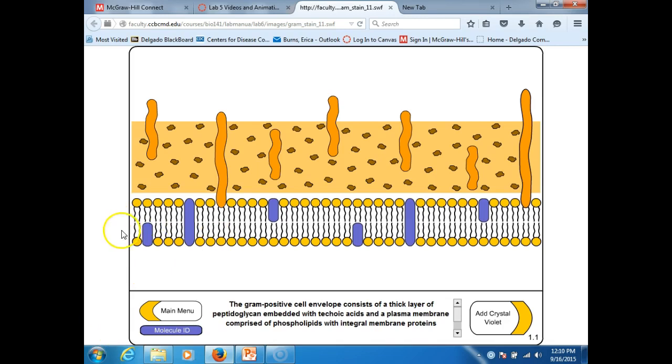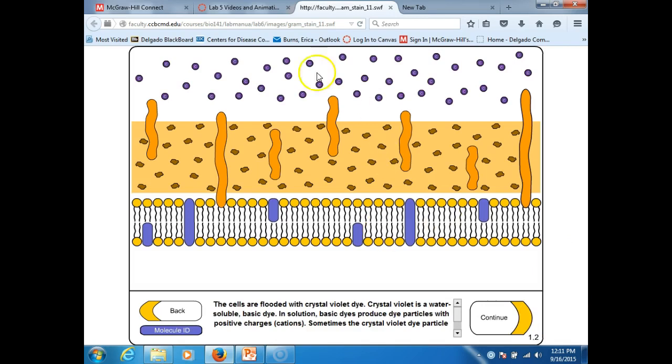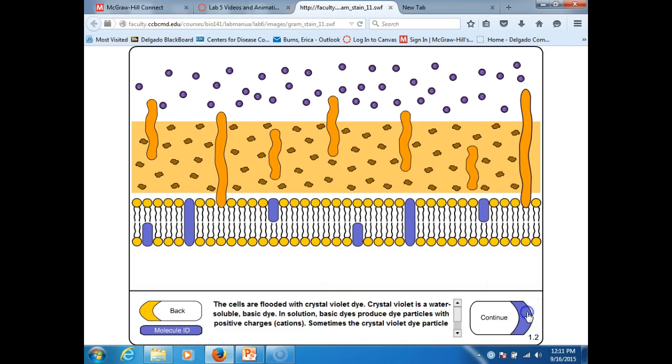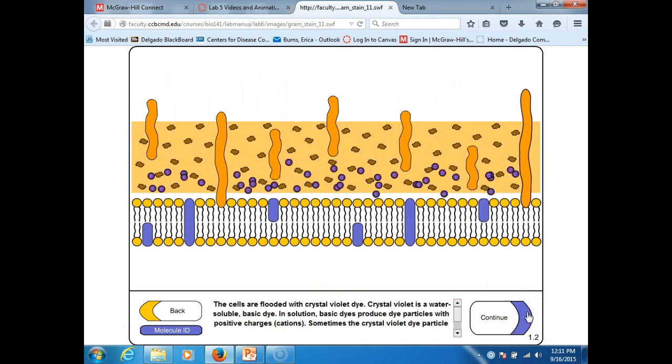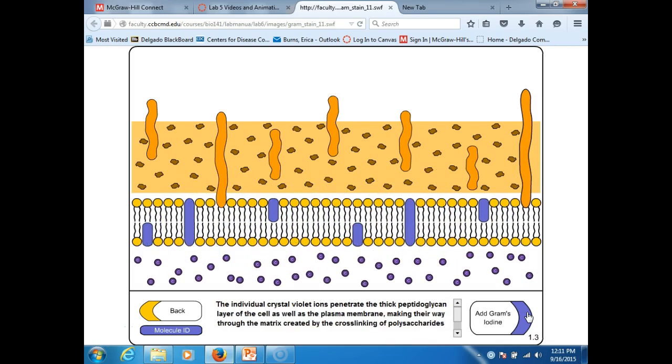So the cell, for a gram-positive cell, if you could look at it in this detail, it's going to have its cell membrane, and it's going to have a layer of peptidoglycan with the teichoic acids associated with it. The first step would be to add the crystal violet. The crystal violet, remember, is a basic dye, so it's going to go into the cells. It's attracted to the negative components of these phosphates, as well as the DNA inside the cell. So it travels in, right? Goes through those layers, goes into the cell.